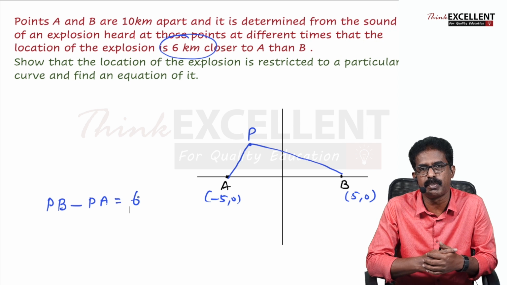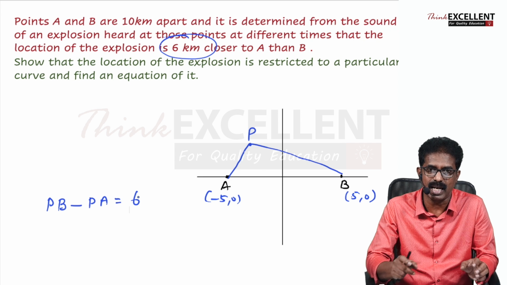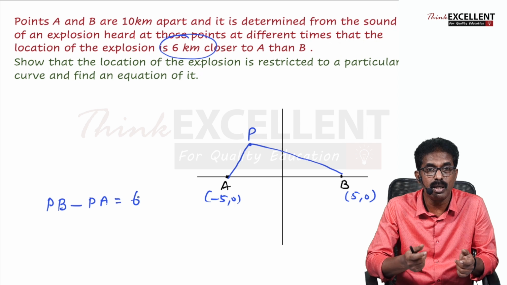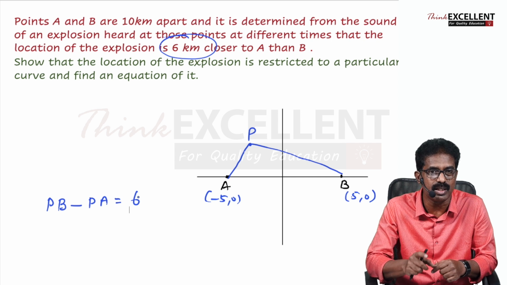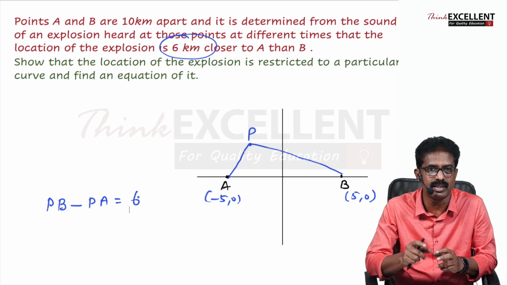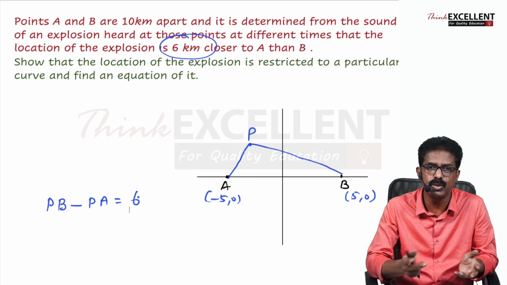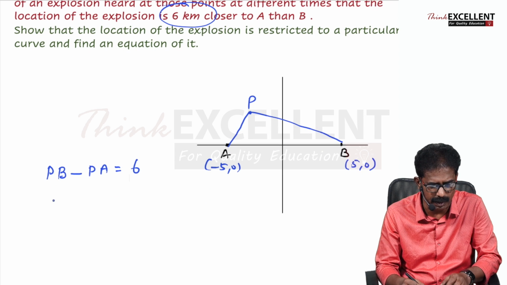For ellipse, what's the focal property? Sum of the focal distances equal to the length of the major axis: SP plus S dash P equal to 2a. Focal property of hyperbola: difference of the focal distances is equal to the length of the transverse axis, that is SP minus S dash P. Whichever is greater, you take first, equal to 2a. Length of the transverse axis is 2a.